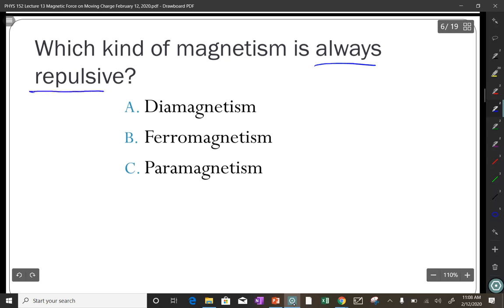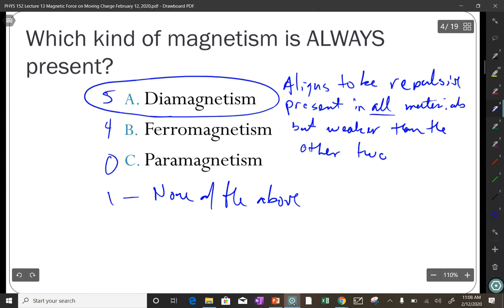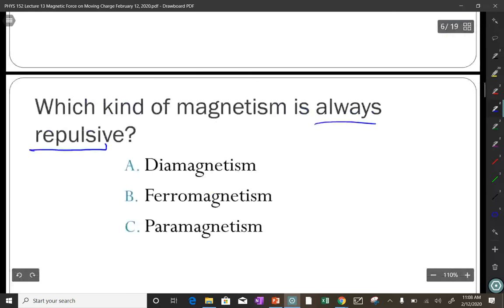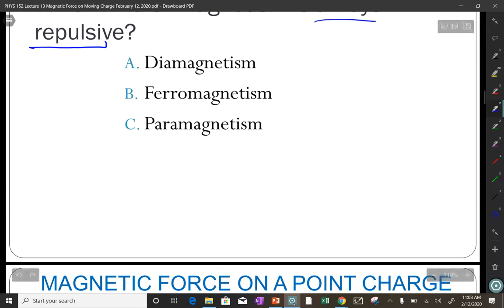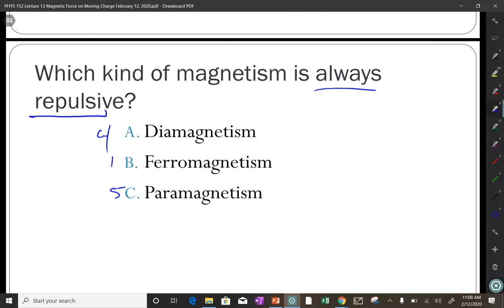Always repulsive. Go back 2 slides. Diamagnetism is always repulsive. What we had for our answers was 4, 1, and 5. Paramagnetism is attractive, but it's weak. Ferromagnetism is attractive, but strong. Diamagnetism is repulsive. And all of these are for the case where you bring a magnet close to the material.